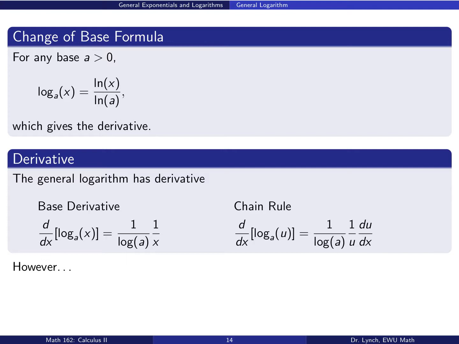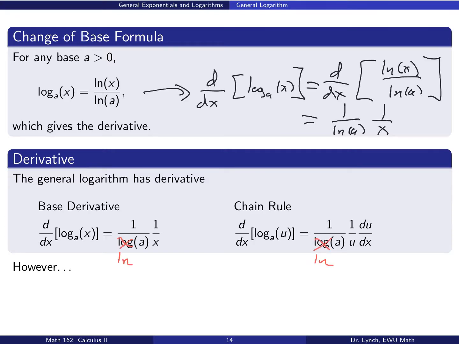These should be ln's, not logs, so let me fix those. Okay, I'll fix the logs there in red, they should be natural logs. And we can see that the derivative of the log base a of x can be written as the derivative of the quotient of those two logarithms, natural log of x divided by natural log of a. Now, of course, natural log of a is just a constant, so we see that the derivative here is 1 over the natural log of a times 1 over x.